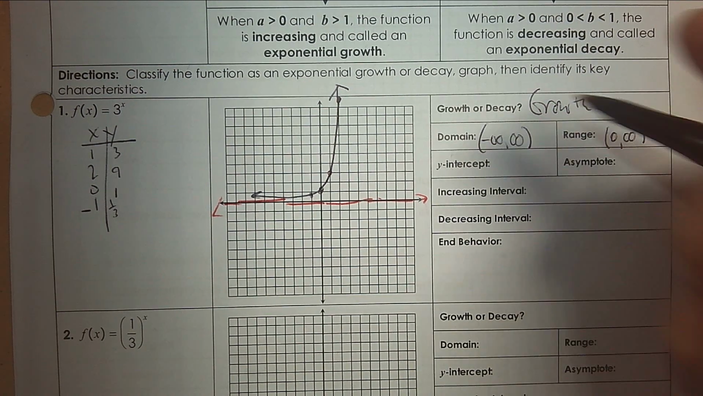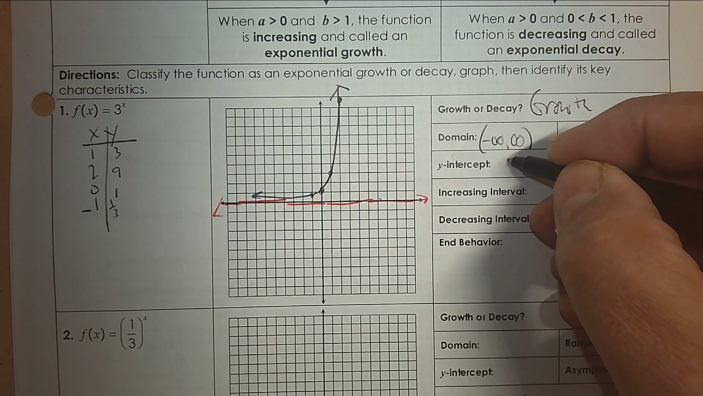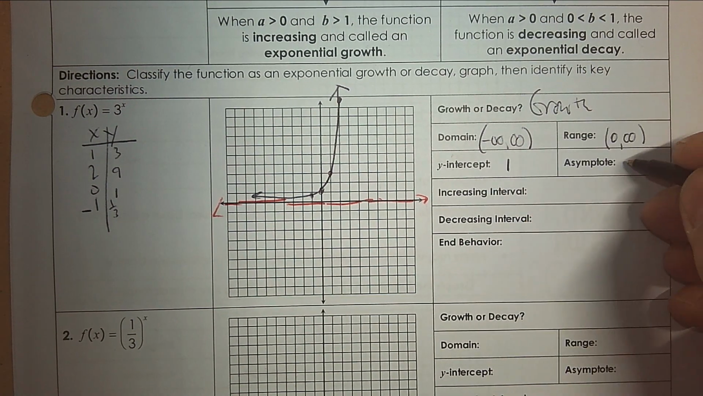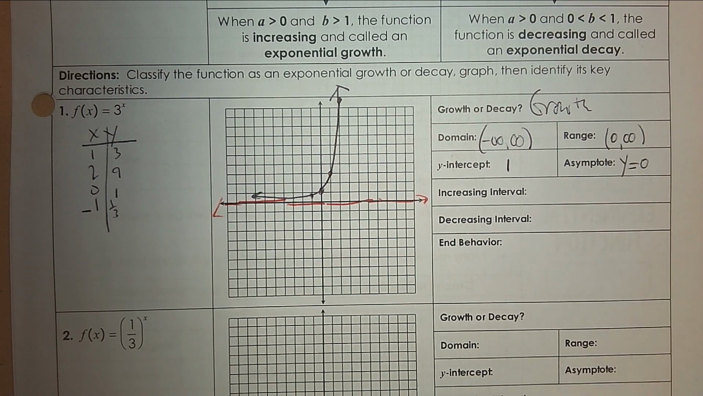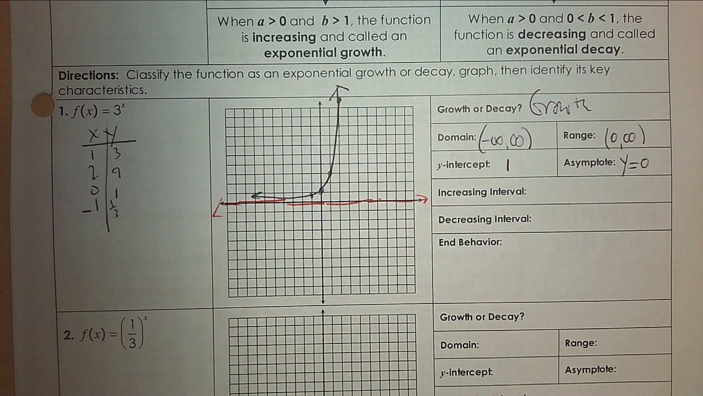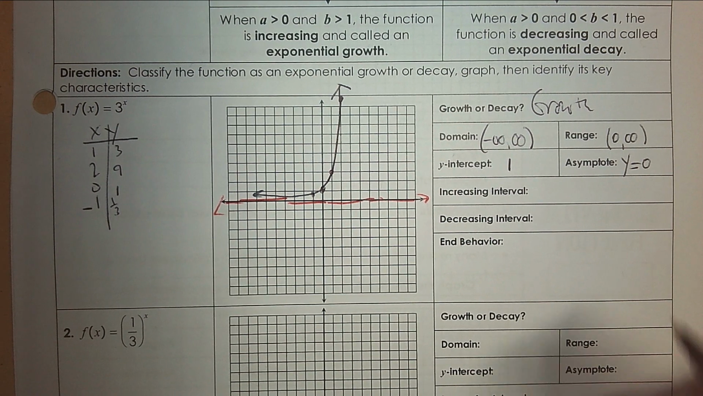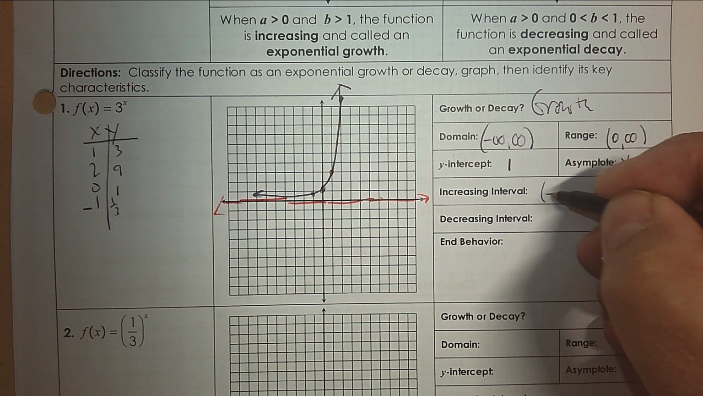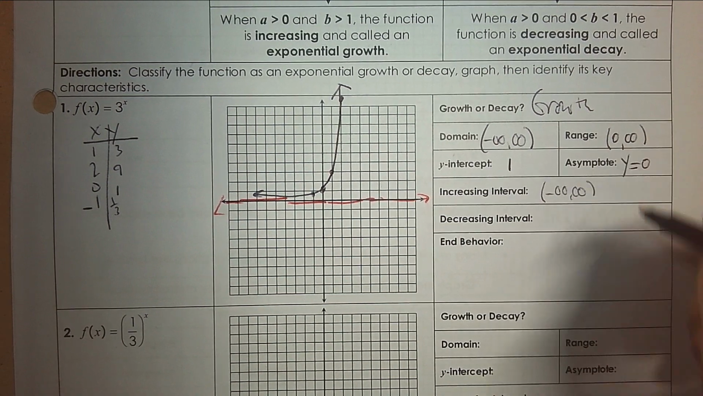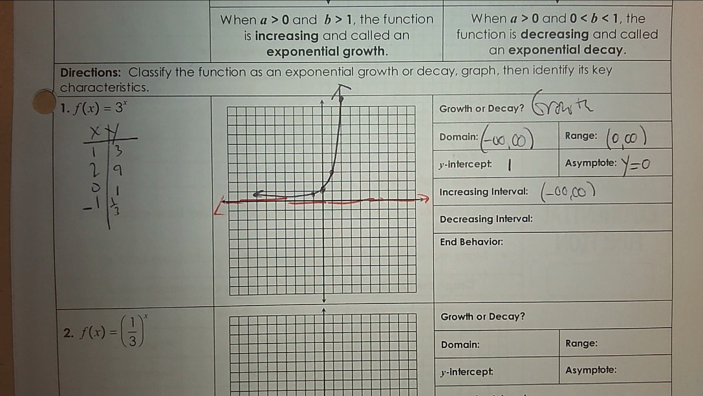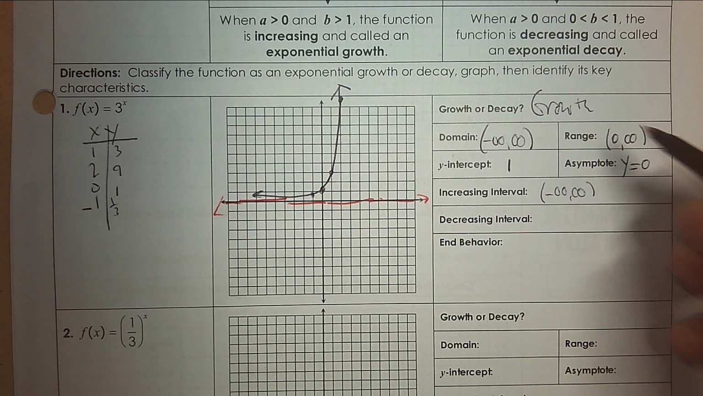Where's the y-intercept? Where's the asymptote? We write it properly, right? Horizontal, what letter do we start with? So it's y equals 0. Where is it increasing? Everywhere. It's called monotonic, right? Left to right, it never changes direction. It's always increasing. Where is it decreasing?